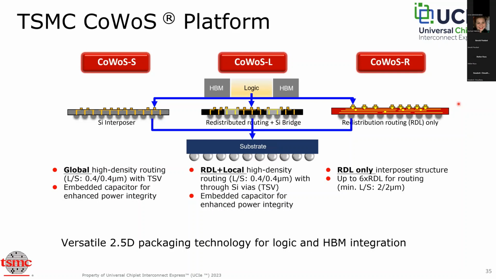The CoWoS platform has 3 flavors. The -S on the left is the traditional silicon interposer option that enables global high-density routing with through-silicon vias and embedded decoupling capacitor option for improved power integrity. The -L is the silicon bridge option that enables local high-density routing. And the -R on the right side is the redistribution layer option with up to 6 layers of RDL at 2 micron line and 2 micron space.